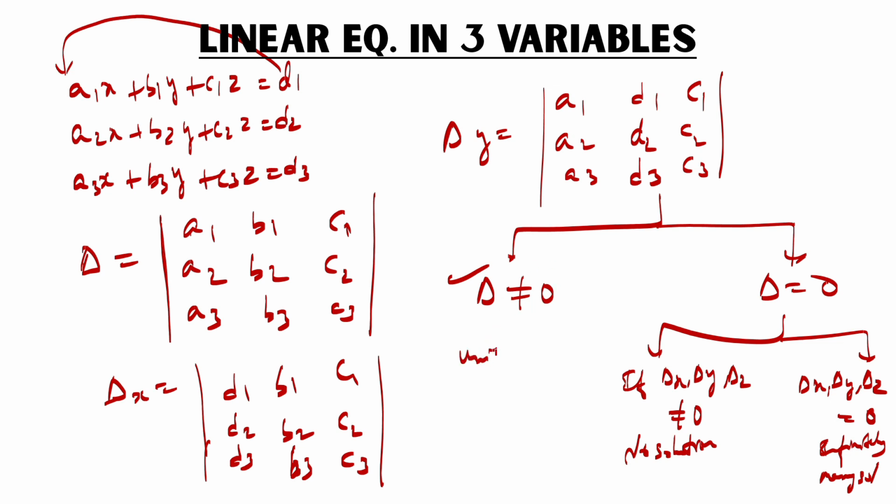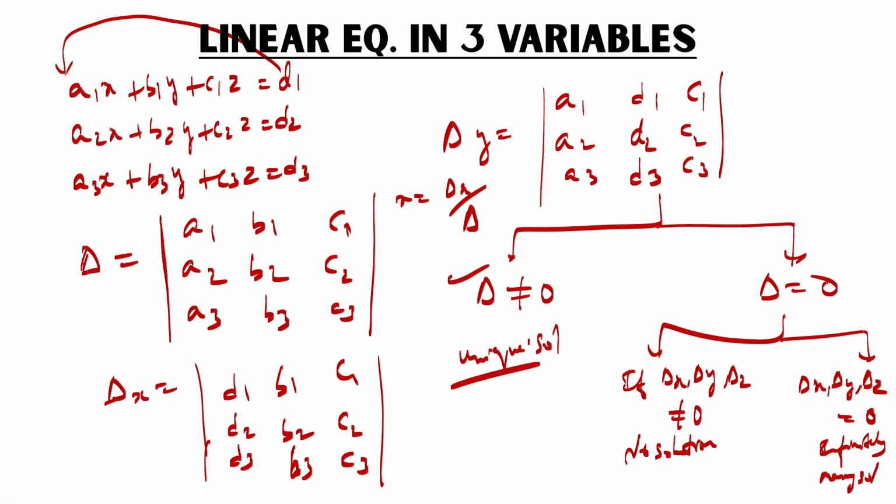Why? Because x is equal to det of x by det. If det is not equal to 0, that means the denominator has some value, right? If the denominator has some value, then we will get a number. It won't be invalid. That's the reason why we have a unique solution. We will definitely get a unique solution.